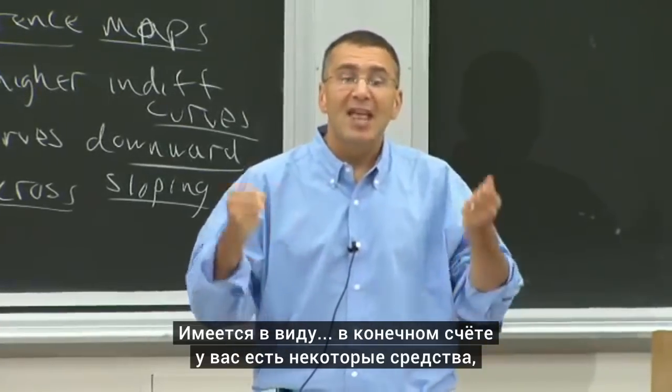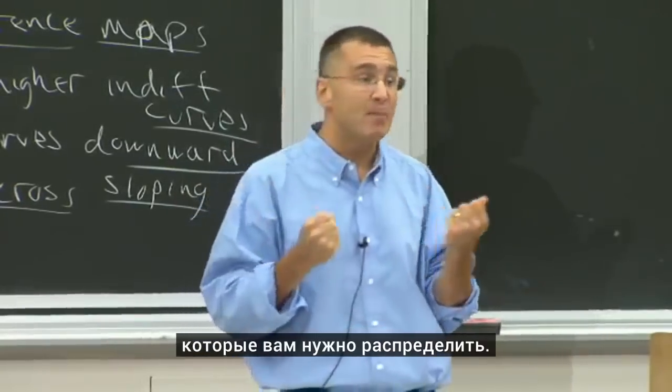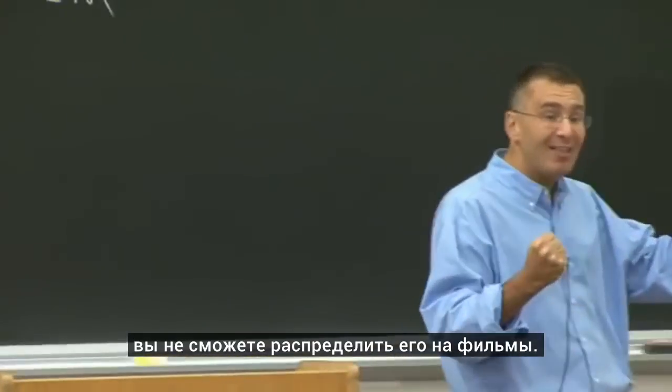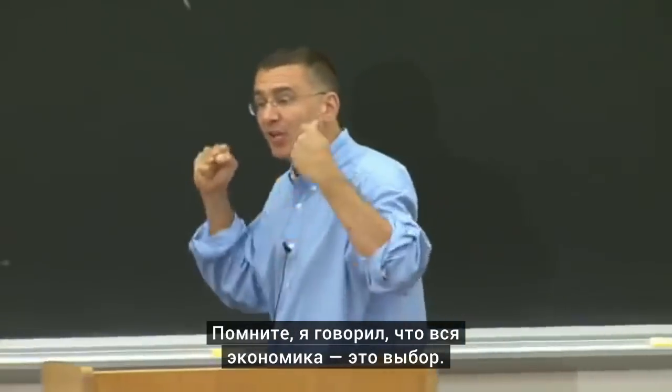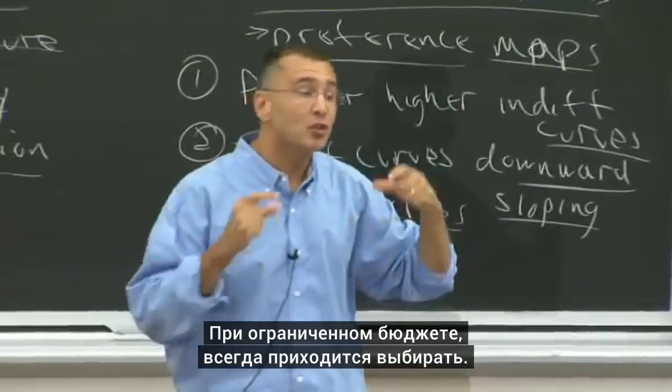What I mean is, ultimately, you have some budget, and you have to allocate that budget. So if you decide to allocate it on pizzas, you can't allocate it on movies. Or the more you allocate on pizzas, the less you can allocate on movies. So there's always a trade-off. Remember, I said economics is always about trade-offs. Given your limited budget, there's always a trade-off.